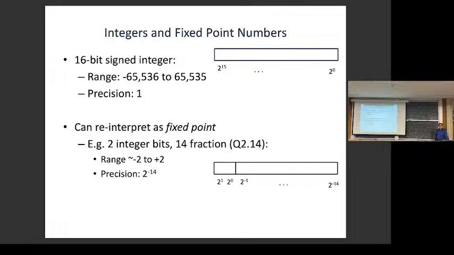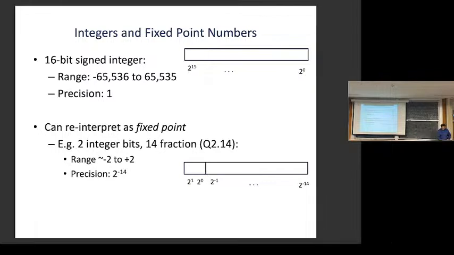So fixed point numbers are just integers. Okay, so let's take a 16-bit signed integer. The range of values that it can represent is from negative 65,000 and something to positive 65,000 and something. And we have the lowest order bit represent ones. The highest order bit represents 2 to the 15th. So the precision of this is 1 unit, meaning that the error in representing something is at most 1 unit, right? We can represent every single integer without any round off. And our range is what I just said. Okay, we can reinterpret an integer.